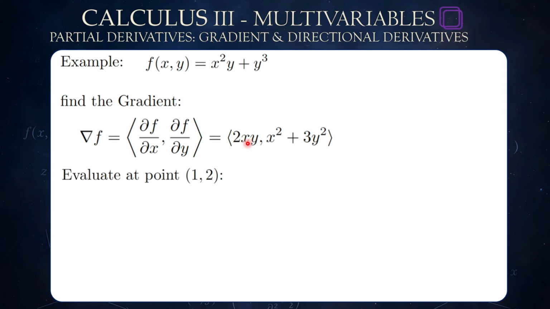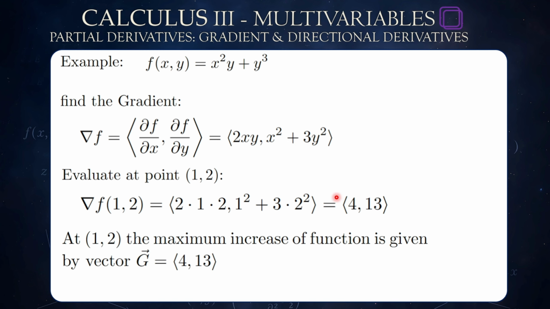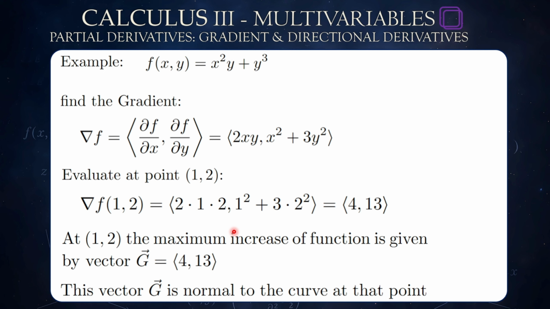Evaluate at point (1, 2). So the value for that gradient at (1, 2) is, you fill 1 and 2 in this vector. You get 2 times 1 times 2, and 1 squared plus 3 times 2 squared, which is 13. At (1, 2), the maximum increase of the function is given by the vector (4, 13), that's the maximum increase. Okay, that's a specific vector at that point. Another thing to note is that this vector is normal to the curve at that point, which is (1, 2).